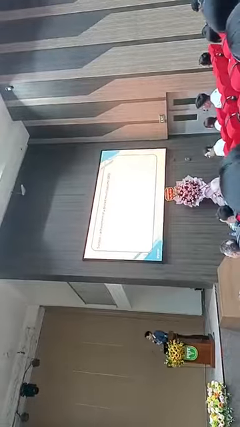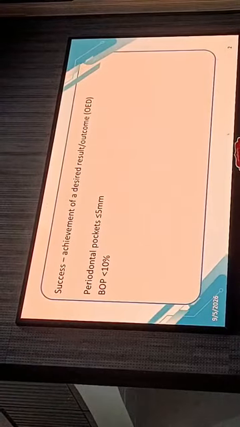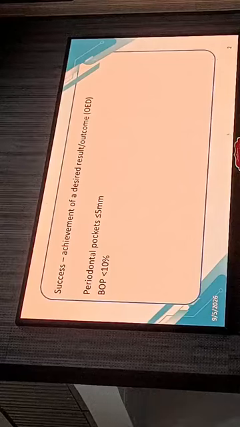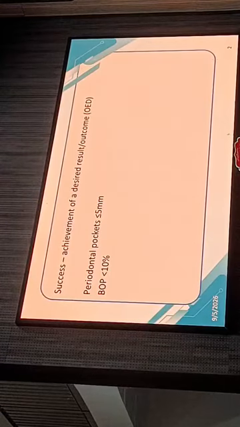We probably start with the definition of what success is. From the Oxford English Dictionary, it's defined as achievement of a desired result or outcome. So in the setting of periodontal treatment, and more specifically non-surgical periodontal treatment, we often look at clinical parameters like the probing depth. We're trying to get it down to a certain measurement, and we're also looking at how inflamed the gingival tissues are. So ideally with a bleeding score of less than 10%.